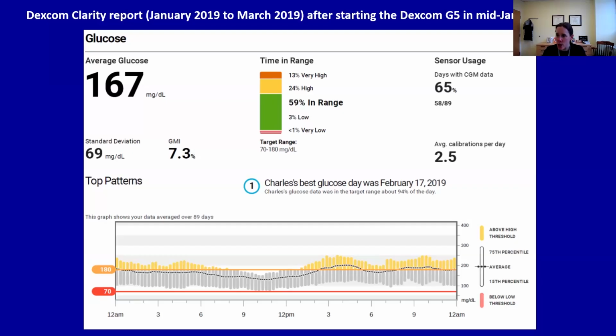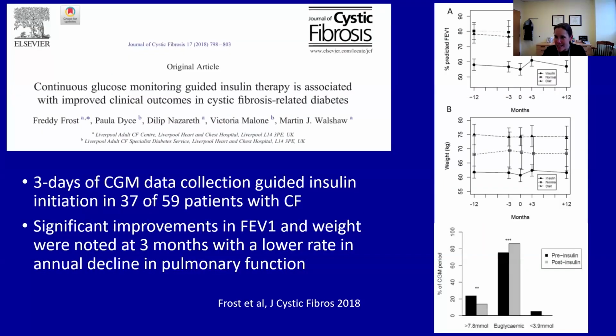So what do we know about CGM in the CF population? So the answer is, again, not that much, but this was a really interesting study where investigators collected 3 days worth of CGM data and then used that to guide insulin initiation in 37 of the 59 patients. And so they actually started insulin.